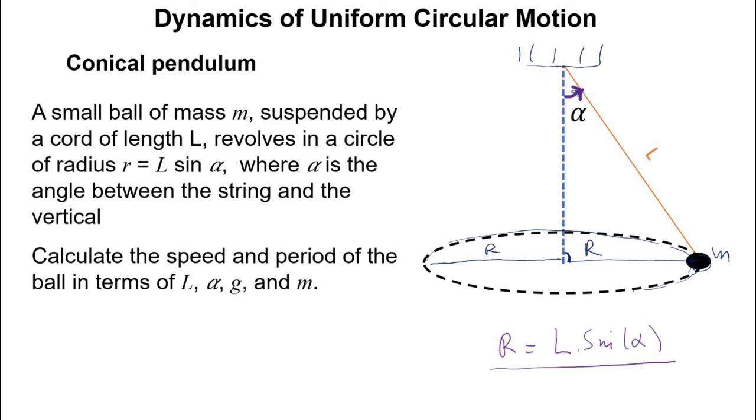So the question is, we need to find the speed of this mass m and also the time it takes to make one complete circle. We'll call it a period. So the first thing we need to do is get the free body diagram and then use Newton's second law to solve the problem of motion.